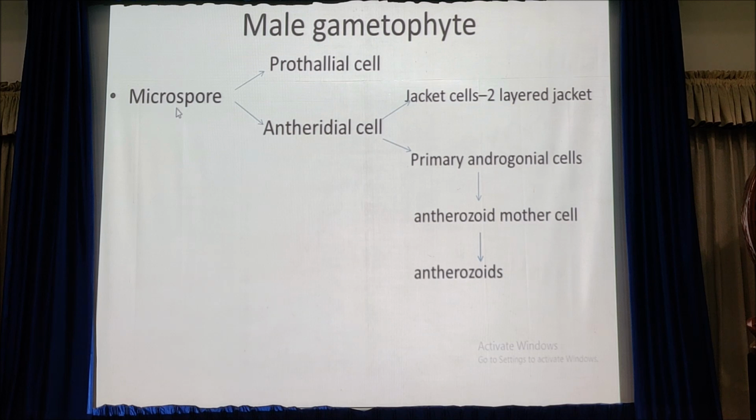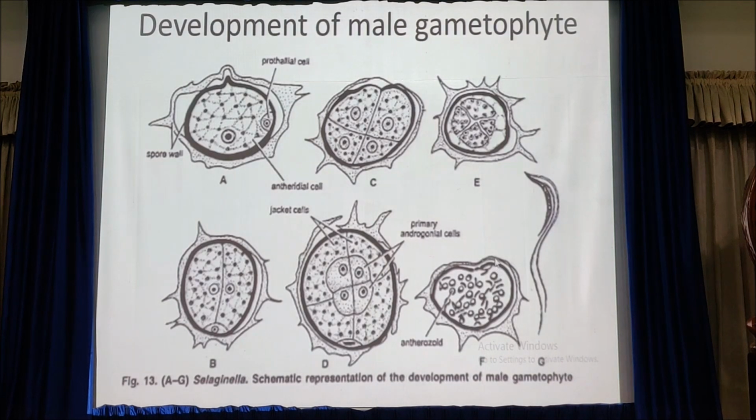In the development, the microspore undergoes division and produces a prothallial cell and an antheridial cell. This prothallial cell does not divide further, but the antheridial cell undergoes division and produces jacket cells, which divide and redivide to form a two-layered jacket. Then the primary androgonial cells divide and redivide to form antherozoid mother cells. Each antherozoid mother cell transforms into an antherozoid. And these antherozoids are spirally coiled and biflagellate in nature.